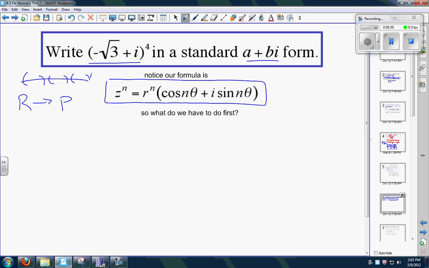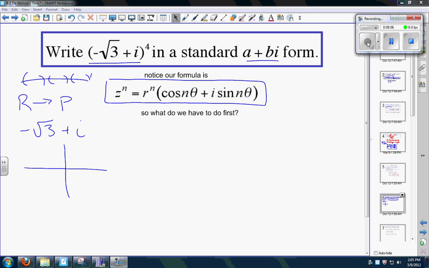First thing I'm going to do, figure out where this is, what my radius is, and my theta. So I'm going to figure out where this guy is. It's going to be in quadrant 2. Seems a lot of things are. Now this is a 1. We don't need the i in it now. To find the radius, we know those values. So that's just going to be a 2.